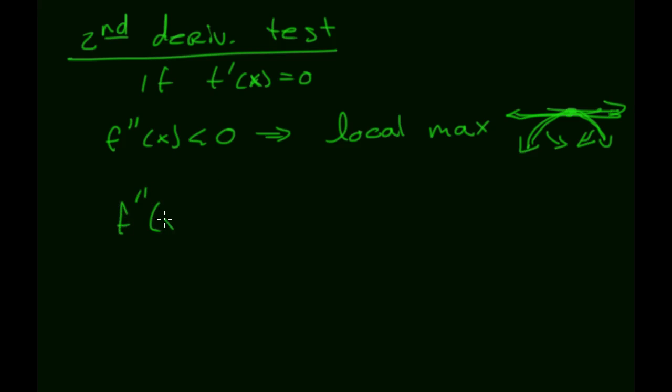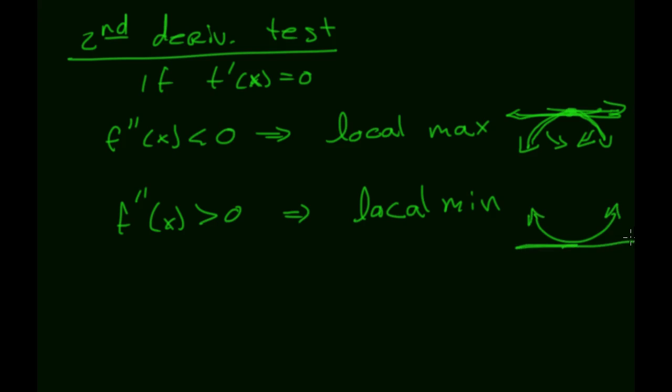If the second derivative is positive, then I have a local min. Because again, the first derivative is 0, which gives me the horizontal tangent, but I am concave up because the second derivative is positive, which means I have a local minimum. Everything else is higher than me in my neighborhood.